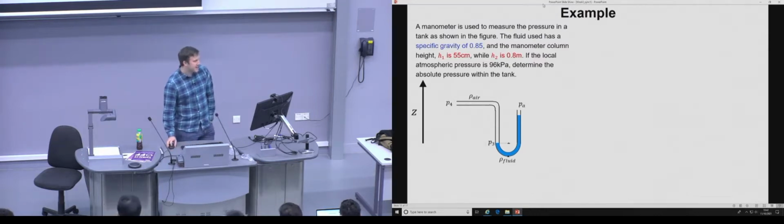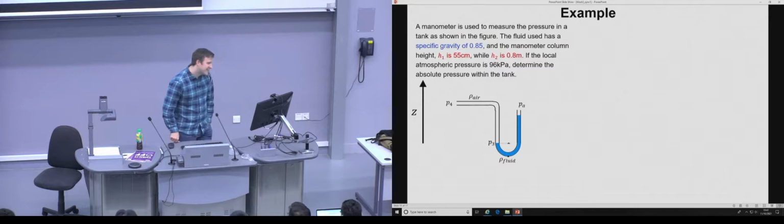Okay, so we've now said that this particular liquid has a specific gravity. Anyone remind us what a specific gravity is? Yep. Specific gravity is the ratio between the density of a fluid and the density of a reference fluid. Excellent. And if we're not told what the reference fluid is, we assume it's water. Perfect.